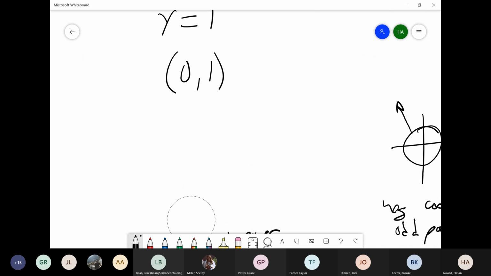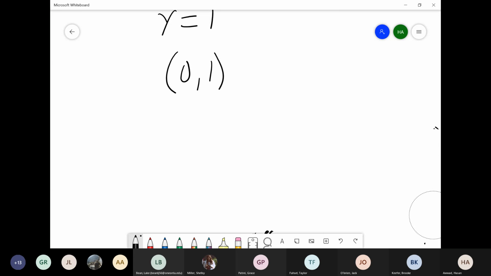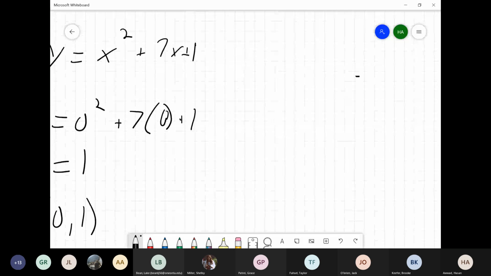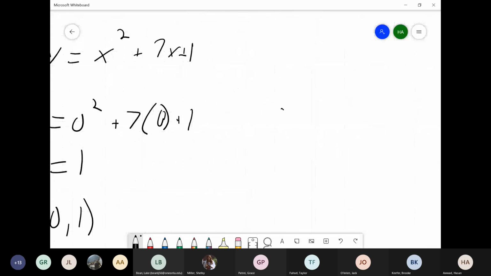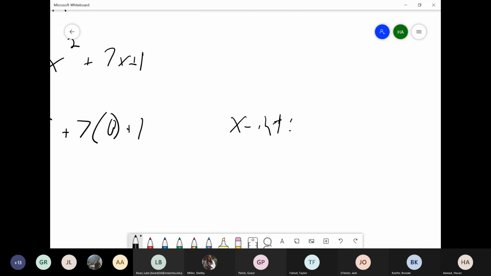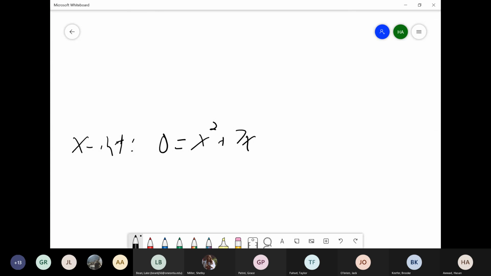So to find the y-intercept, you set x to be equal to 0. To find the x-intercepts, you're going to set y equal to 0. So coming over here, we have the same exact process, but now y is equal to 0. So we have 0 is equal to x squared plus 7x plus 1. Okay, so for this one, how are we going to do this? Can we factor this? Is there anything that we can do to factor this?